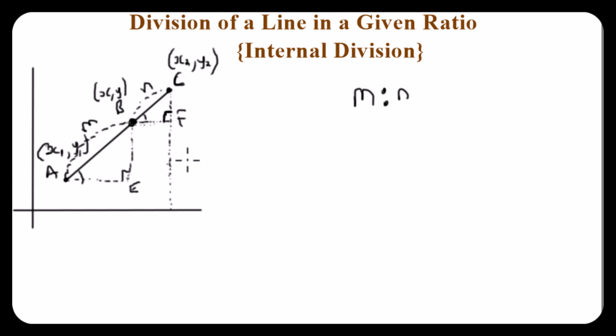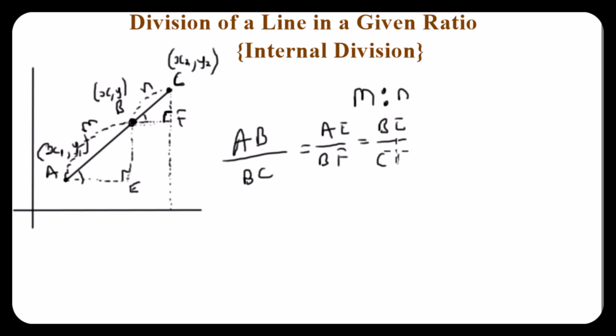Now that two angles are equal, it must mean that the ratio of their corresponding sides will be equal to a constant. What do we mean? I can decide to take AB over BC, and say it is equal to AE over BF. We're also saying it is equal to BE over CF. So this is what we're trying to say. And lastly, this will be equal to m over n. Remember, we're trying to divide this line internally.